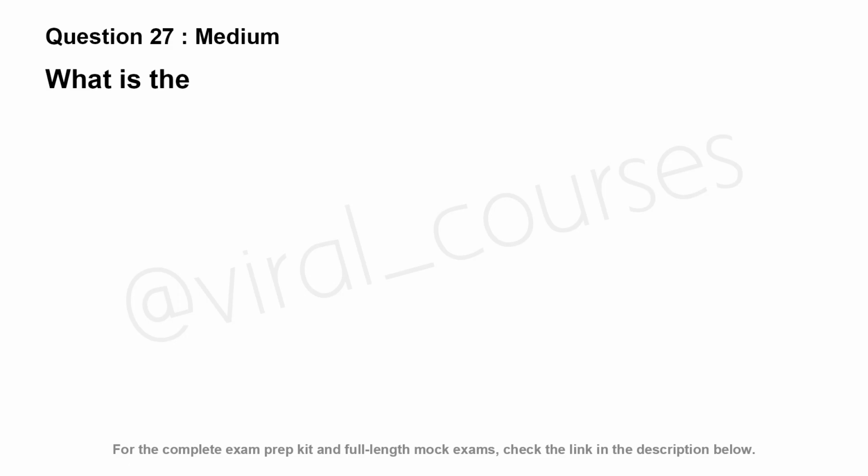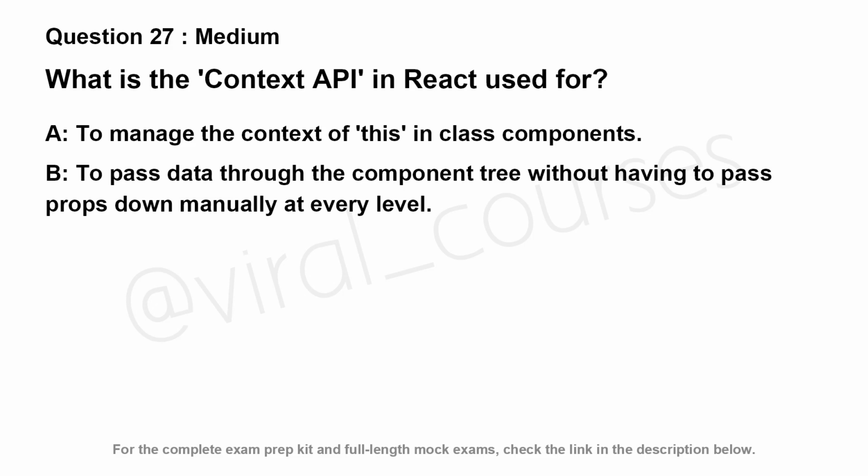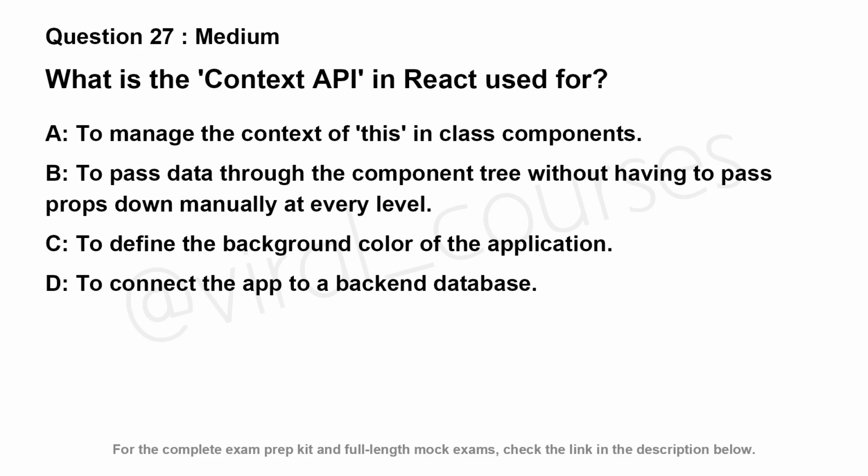What is the Context API in React used for? Option A. To manage the context of this in class components. Option B. To pass data through the component tree without having to pass props down manually at every level. Option C. To define the background color of the application. Option D. To connect the app to a backend database.